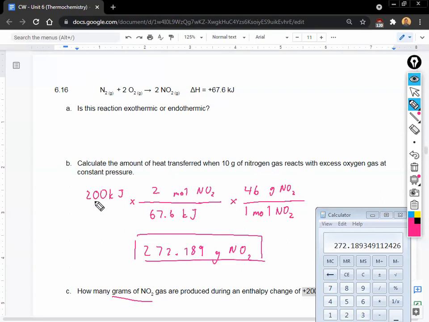No, because this problem is asking for specifically NO2. So if you found N2, that's not what the question asked for. It's asking for grams of NO2, so you're supposed to look for NO2. Yeah.